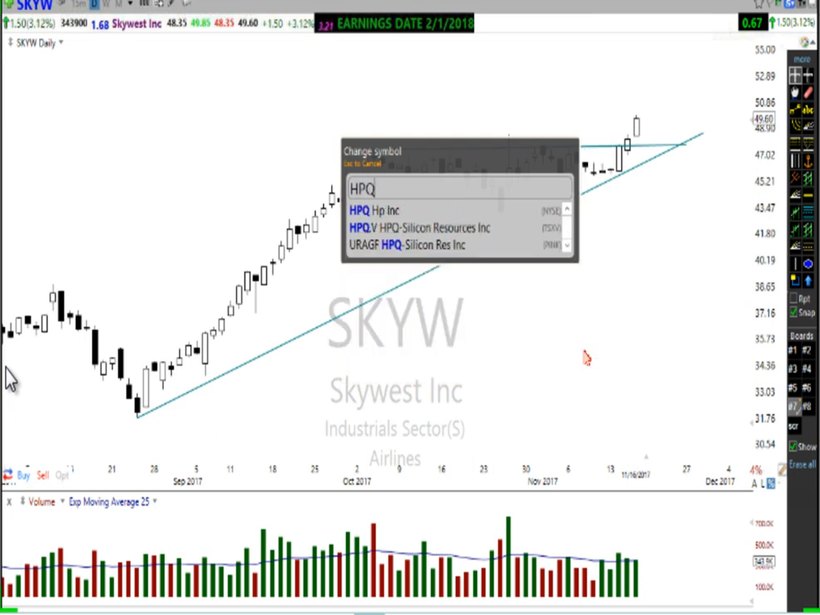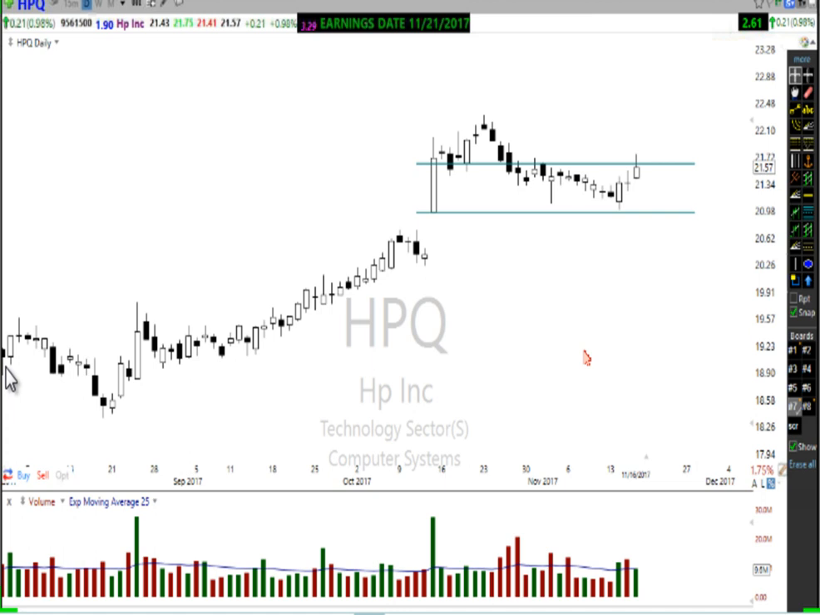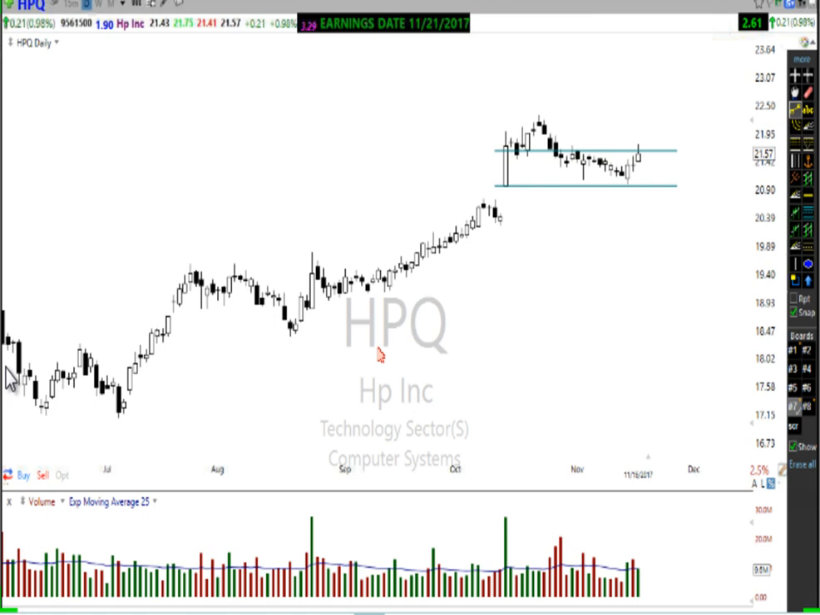HPQ. HPQ breaking down. You see, I've already got it marked up here. Broke down, failed support, challenging resistance right here. So far, hasn't broken through. HP does have a trend here that it's holding. So if it can break back above this resistance area, hold it as support or consolidating here, I'll be a buyer if it pops out of that. But I'm going to make it come to me. I'm not going to guess that that's going to happen, because what I see here, it could just as easily go either way, about a 50-50 chance, right? It could do that.